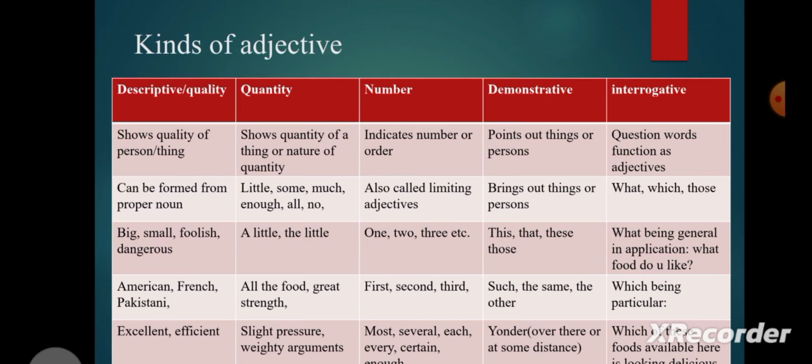Number 3 is adjectives of number. These adjectives indicate number or order and are also called limiting adjectives. Adjectives of number always indicate number or order. For example, one, two, first, second, few, many, some, most, several, all, no, certain, each, every, and enough.